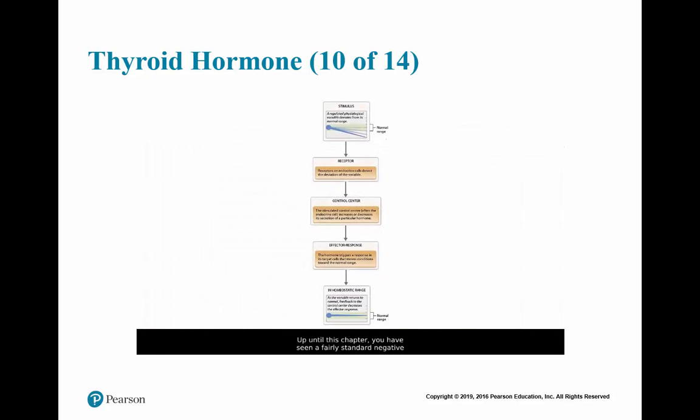Up until this chapter, you've seen a fairly standard negative feedback loop, like the generic one we've shown here. Some regulated variable changes from its normal range, a receptor detects it, and a control center triggers an effector to return the variable to its normal range. It's all fairly simple. You normally see this loop in a circle, but we've put this one in a line to make it easier to compare to the loops we are about to discuss.